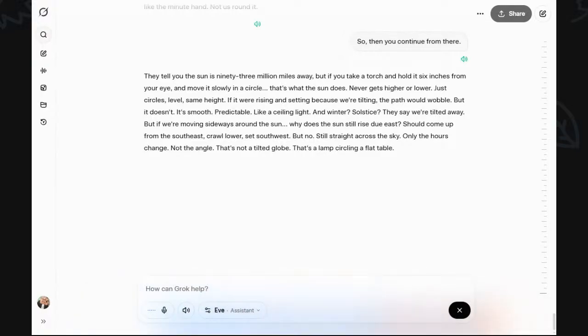And winter, solstice, they say we're tilted away. But if we're moving sideways around the sun, why does the sun still rise due east? Should come up from the southeast, crawl lower, set southwest. But no, still straight across the sky. Only the hours change, not the angle. That's not a tilted globe. That's a lamp circling a flat table.